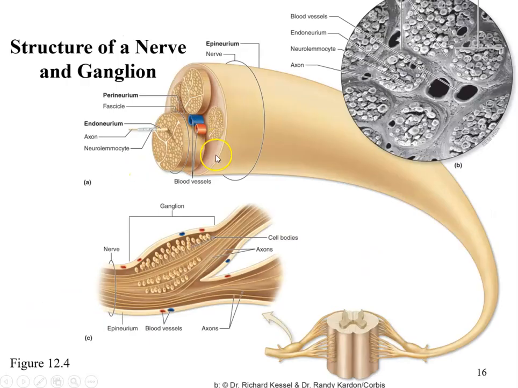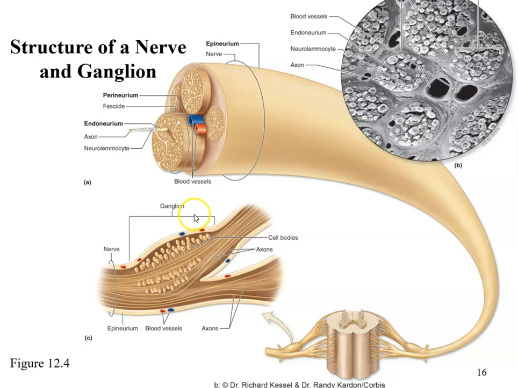So this is what it looks like. Here is a fascicle. So surrounding the fascicles, you have the perineurium. Surrounding the perineurium, you have the epineurium. And then in between the individual axons is going to be the endoneurium, all right?